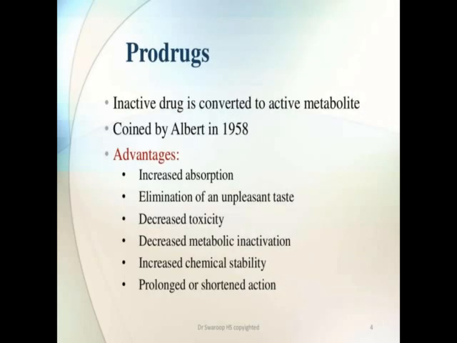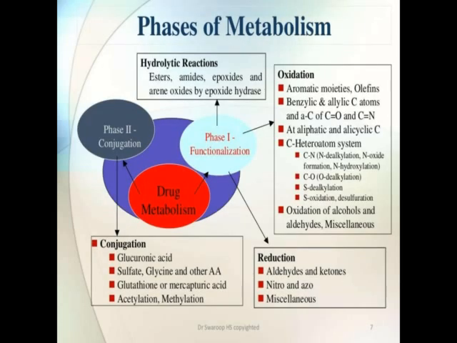Okay, so these are the phases of metabolism. Phase 1 is called the functionalization reaction, also called the non-synthetic reaction. Phase 2 is called the conjugation reaction. So this is the summary of which reactions take place in phase 1 and which take place in phase 2. In phase 1, hydrolysis, oxidation and reduction reactions take place.